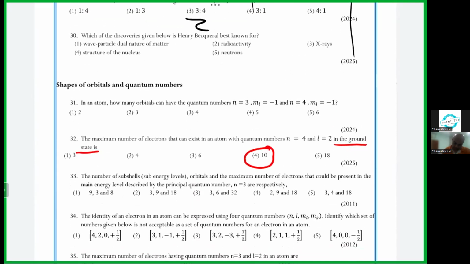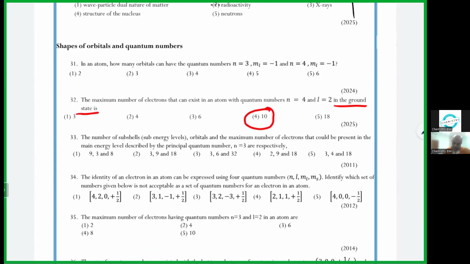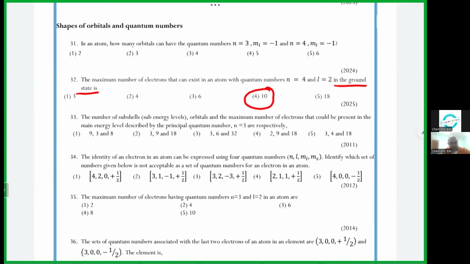Yes. Second one. Okay. Then this is 2011, 2020, 2012.